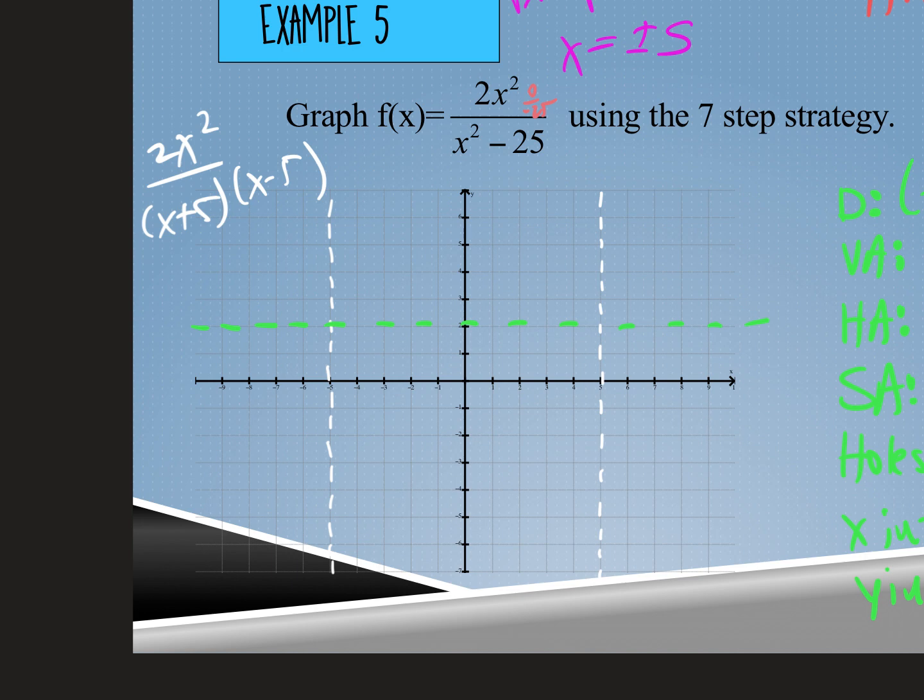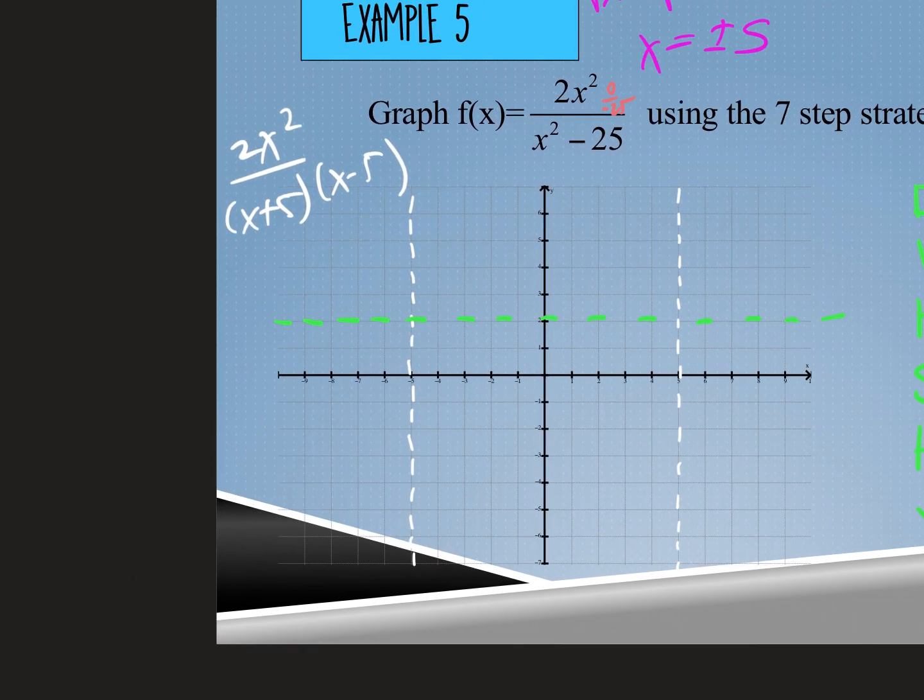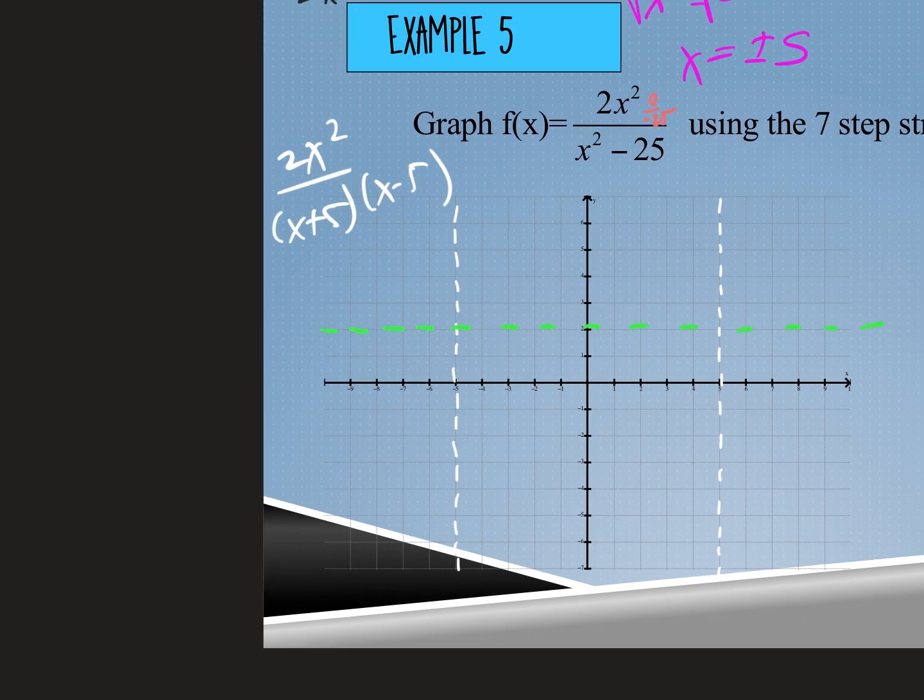And then you're going to figure out where that point falls. Is it above the horizontal asymptote or is it below? That's where your boomerang will be. So pick a number to the left of x equals -5. What's a number to the left of -5? -6, okay? I'm going to plug in -6, and I'm going to see what happens when I evaluate.